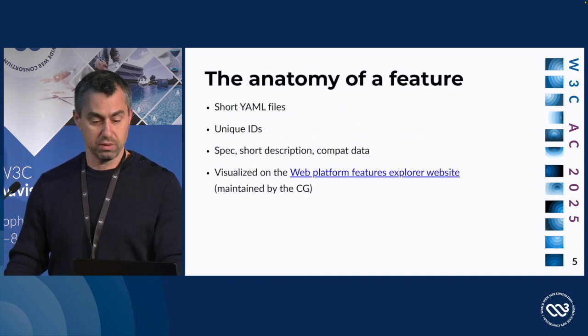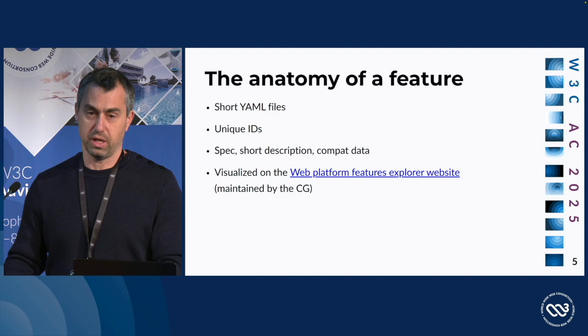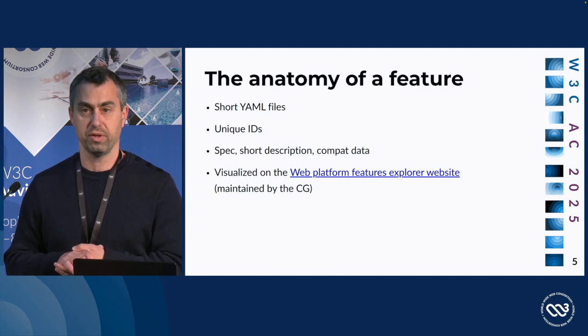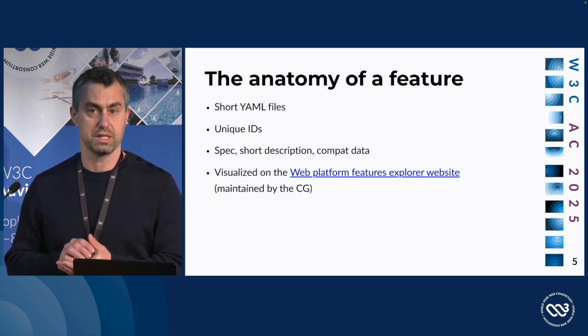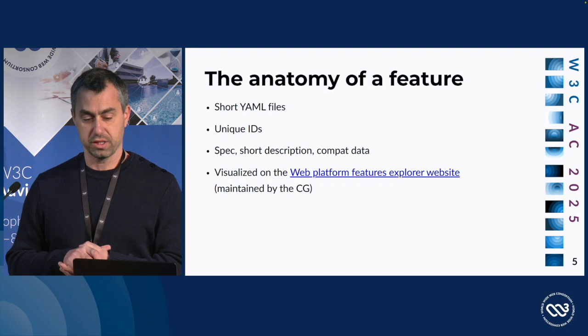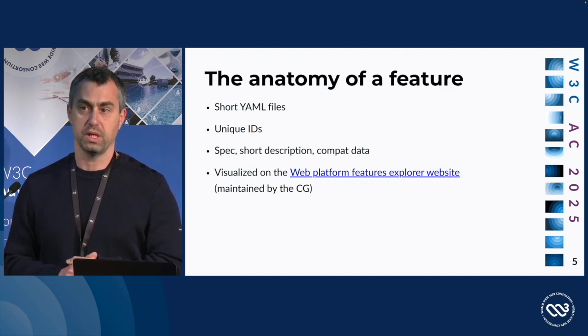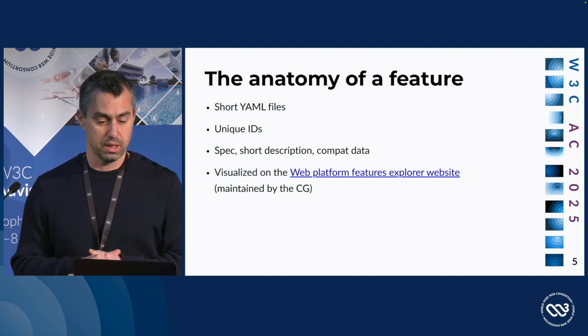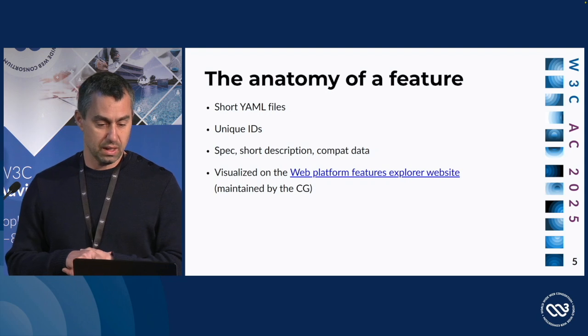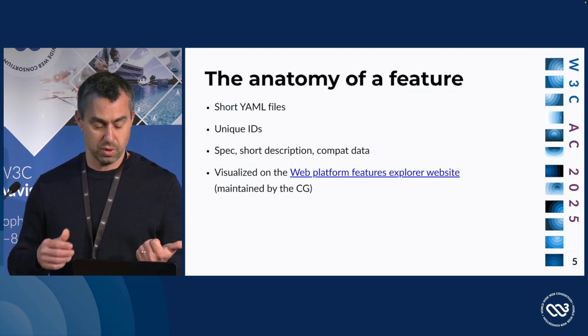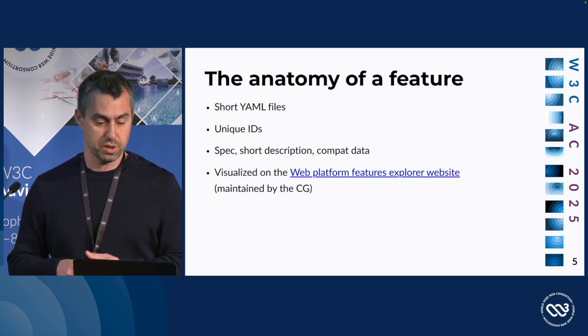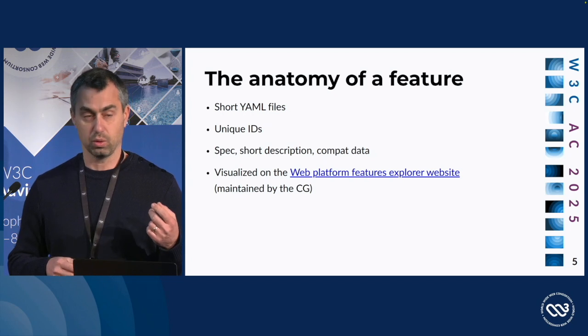So what's the anatomy of a feature? It's a YAML file. It contains very little information. Some of them only have like 2 or 3 lines of text in them, and that's really all there needs to be. The one thing that's really important is this unique ID that I mentioned before. And it has a link to a specification, a short description, and then what we call BCD keys.